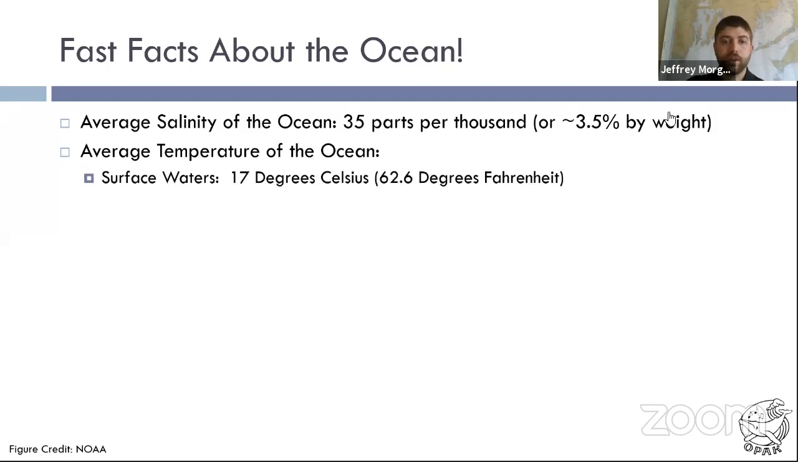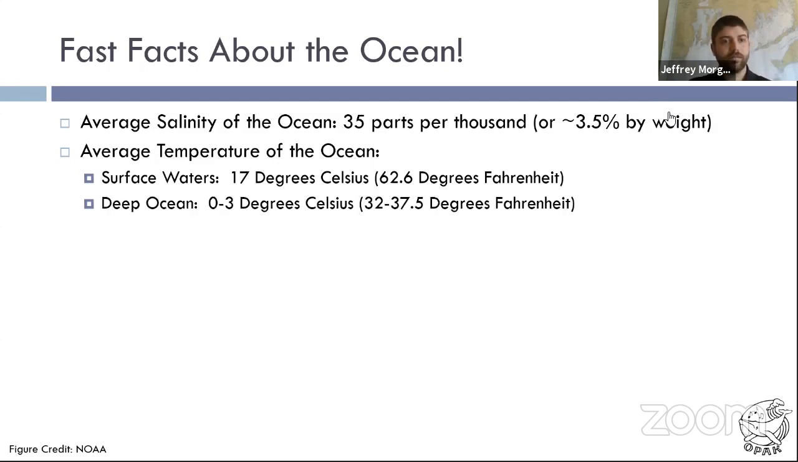The average temperature of the ocean depends on if you're at the surface, which is usually around 17 degrees Celsius. Again, that's an average of the entire globe, including our polar and equator regions. But at the deep ocean, our water is actually very, very cold, between 0 and 3 degrees Celsius, so almost frozen.